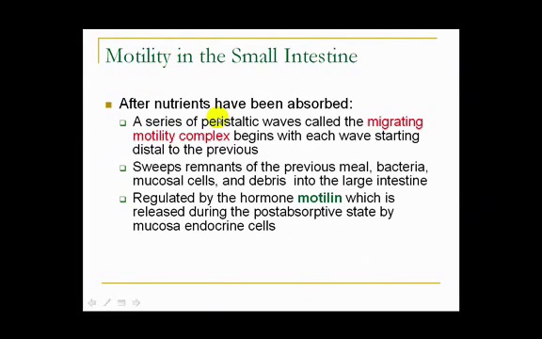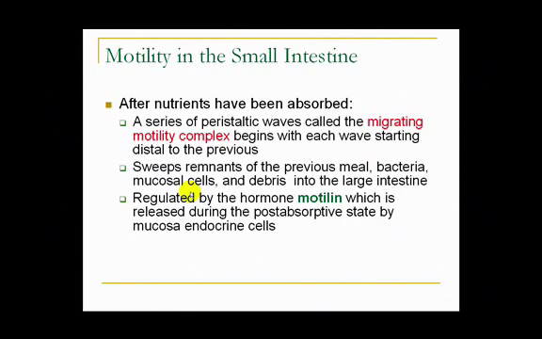So the way it moves it is, after segmentation and mixing and absorption, it will trigger a series of peristaltic waves called migrating motility complexes that begin distal to the previous. So it starts at the duodenum, it moves food forward, and then it starts a little further along, moves stuff forward, and so forth. And its purpose is to move the food, or whatever's left from your meal. Okay, there's some bacteria that are in there, mucosal cells that you've shed, move it all into the large intestines.